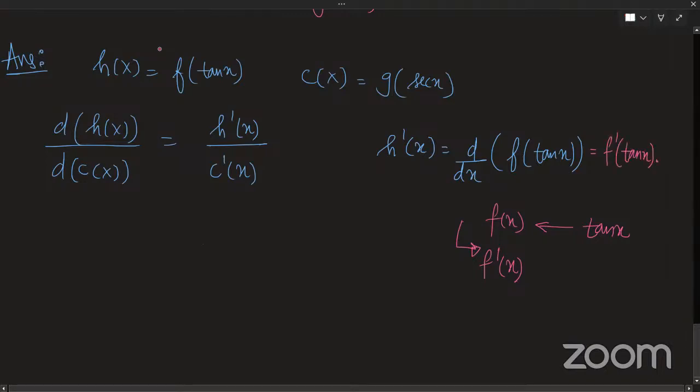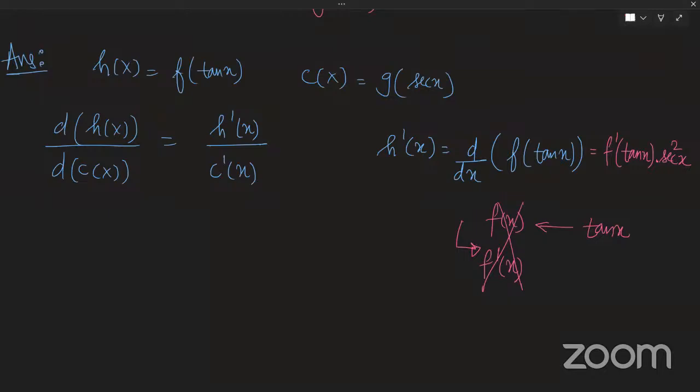What about the next term? I complete this level and move inside. I meet tan x. What will be the next term that I write over here? Secant square x. Great. So this is my overall derivative of f of tan x.